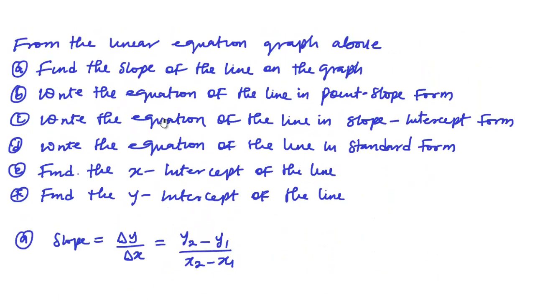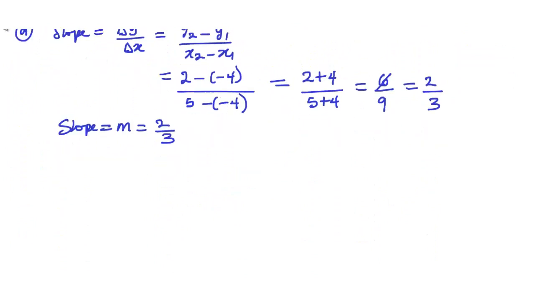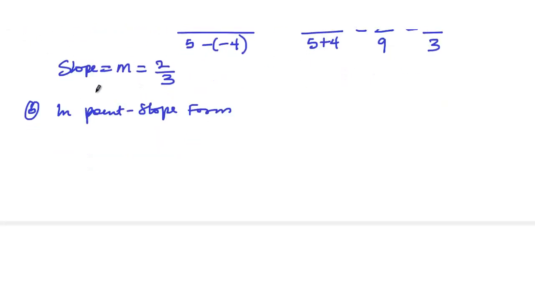Now let's move on to question B. It says write the equation of the line in point slope form. In point slope form, the equation of a line is written as y minus y1 is equal to m into bracket x minus x1. I explained this in the previous video. So our interest is to know what our y1 and x1 are.